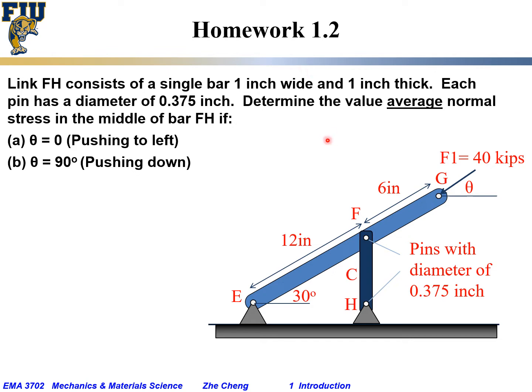Now it's homework 1.2. Here we said the link FH consists of a single bar 1 inch wide, 1 inch thick. That is for FH. And then we have this EFG bar with hinge connection at E and supported at F by this FH. And then we have the external force F1 of 40 kilopounds of force. And we want to know the average normal stress in the middle of the bar FH if theta equals 0, which means pushing horizontally to the left, or theta equals 90 degrees, which means F1 is pushing vertically down.